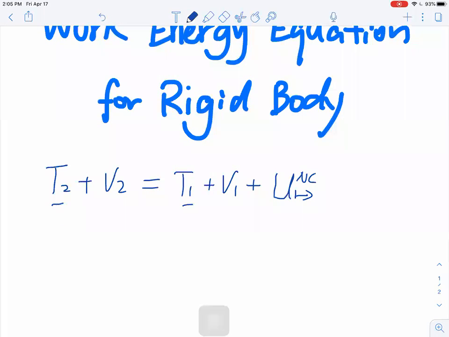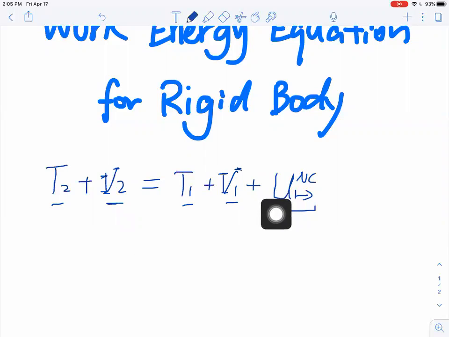T is kinetic energy, and V, capital V, is potential energy. And this is work done from non-conservative forces. The work done from conservative forces is already included in V1, V2. So for any conservative forces, we can write the work done from them by using the change of potential energies.